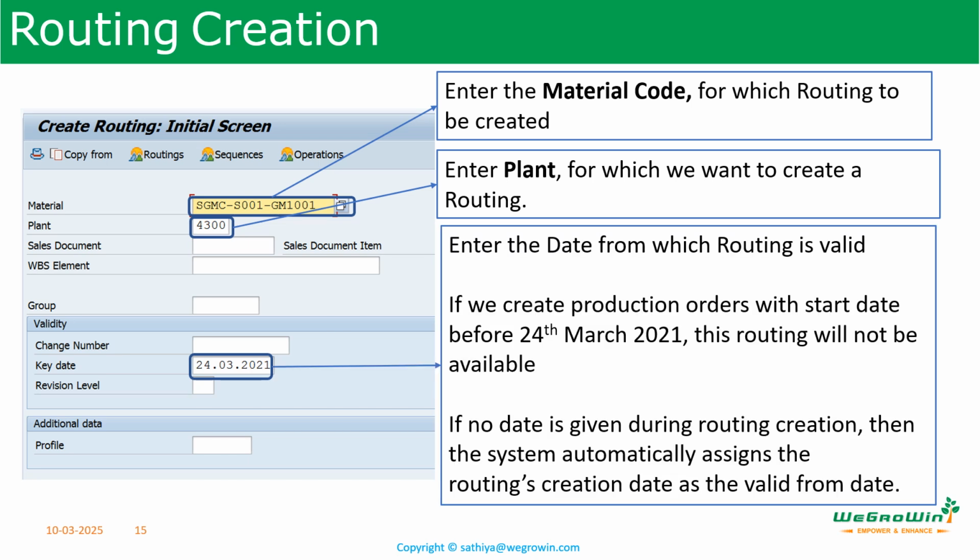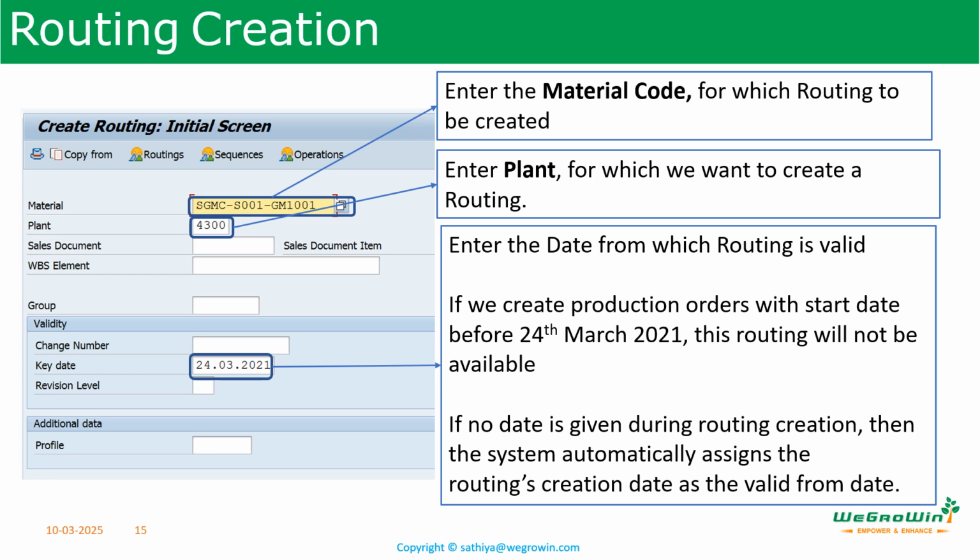This is the main point, the key date. Key date is the date from which the routing is valid. If we create any production order starting from 24th March, this routing will be applicable. If there are production orders before this date, the routing will not be applicable there. That is the validity date of the routing. If you keep this key date blank, the system will take the date on which we create the routing as the effective date. So please take note of it.